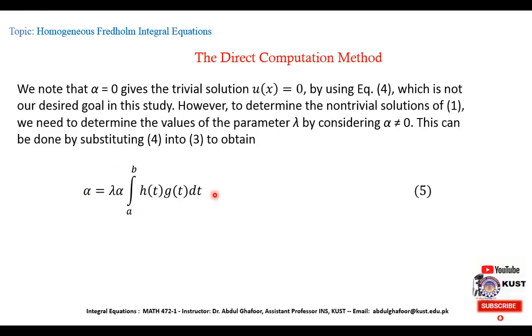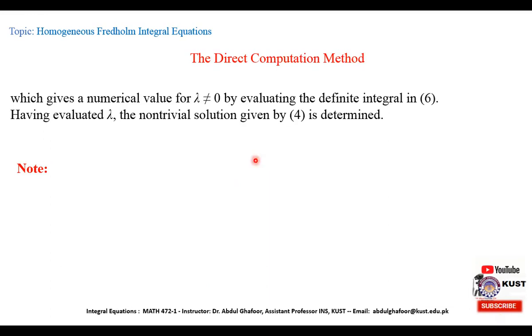Or equivalently, equation 5 can be written in the form of equation 6, because alpha will be cancelled, and we are just getting 1 is equal to lambda, integral from a to b h of t g of t dt. And that equation 6 gives us a numerical value for lambda not equal to 0 by evaluating the definite integral. It means that when we evaluate the definite integral, we can find the numerical value of lambda.